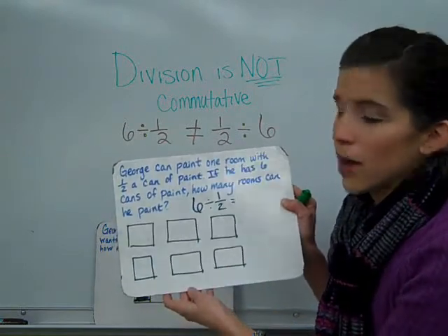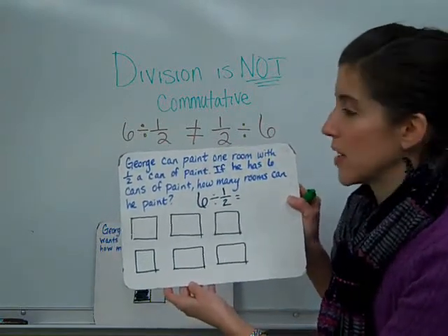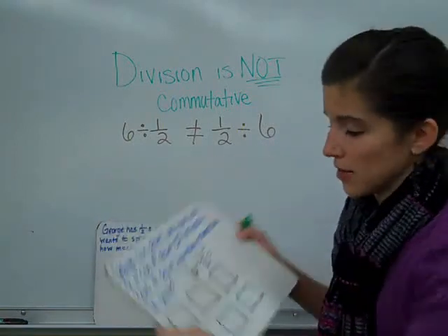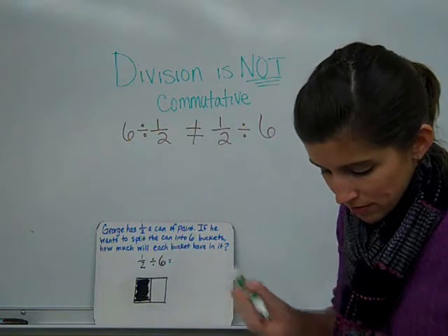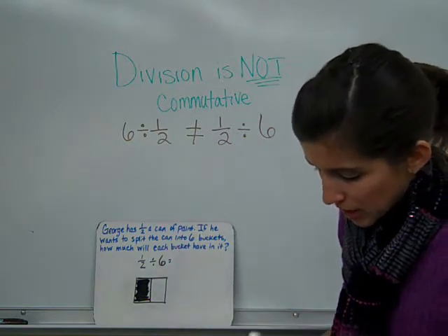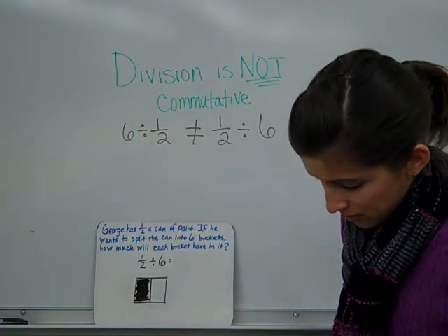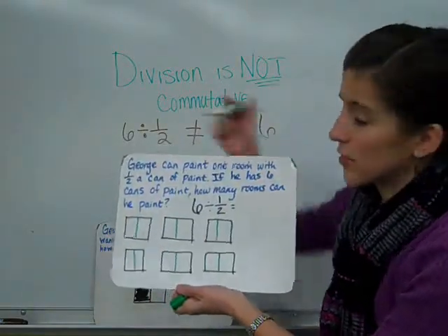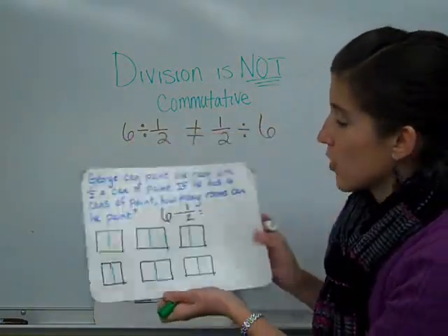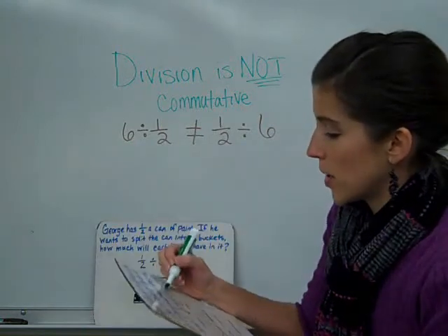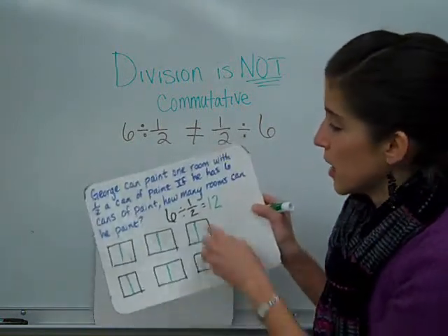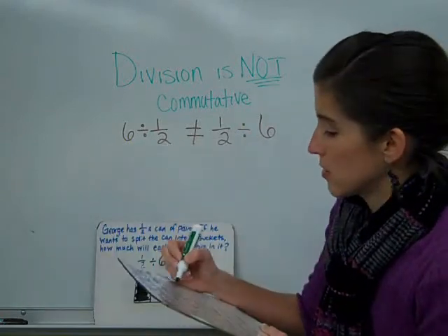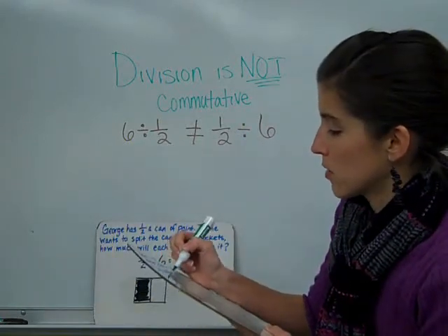Then I decide, okay, how am I splitting up these 6 paint cans? And it says that he can paint one room with half of a can of paint. So I'm going to split each one of my paint cans in half so that I have a total of 12 different spaces now. So that number 12 will become my answer. And after rereading my question, how many rooms can he paint, I know what my label is, 12 rooms.